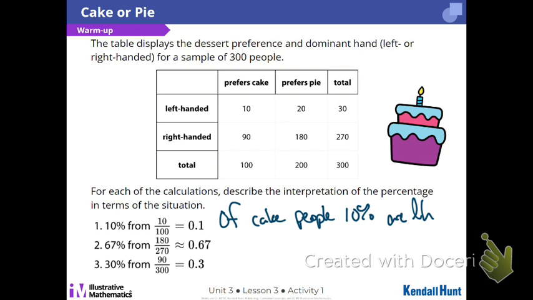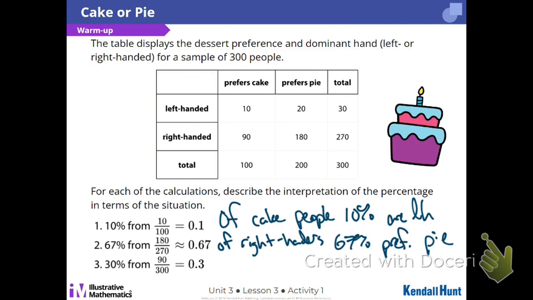All right, second one. Where does that 67% come from, Grant? 67 are people who are right-handed. So what we're going to say actually here is of right-handers, because that's our total, right? All the right-handers. 67 for pie. Of the right-handers, yep, 67% prefer pie.